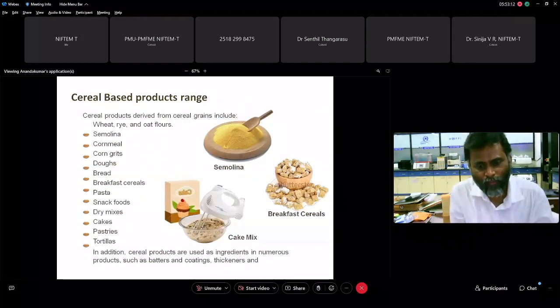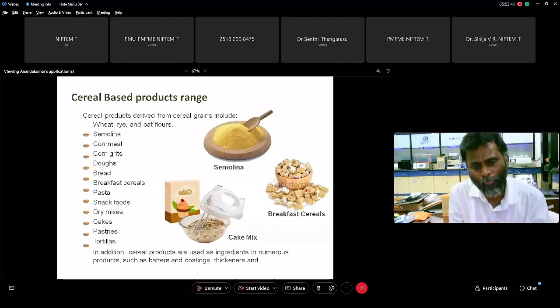Here you can see there are many valuable products we are making out of rice and rice-based materials. You can have the classification: either ready-to-eat food items, or ready-to-cook food items. The kinds of product will vary with the nature of the ingredients and the process conditions.